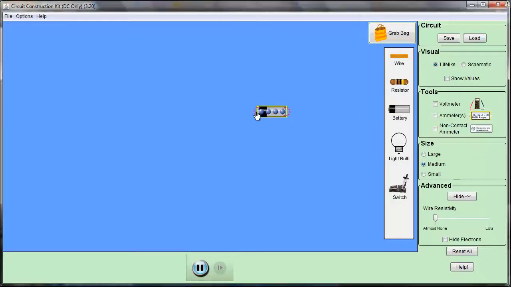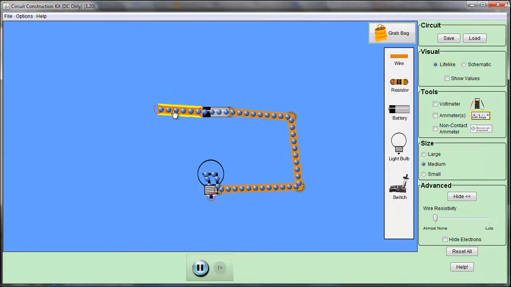Hi, this is Theo, and as I mentioned to some of you in lectures, I'm going to use the DC circuit construction kit to show you how to use voltmeters and ammeters and discuss a few of the issues relating to their use. So what we'll do first is create a basic circuit.